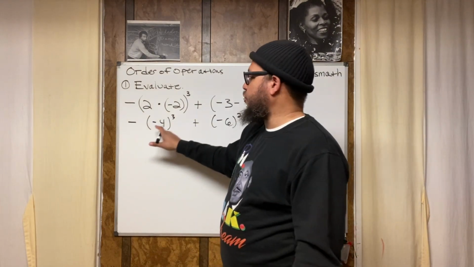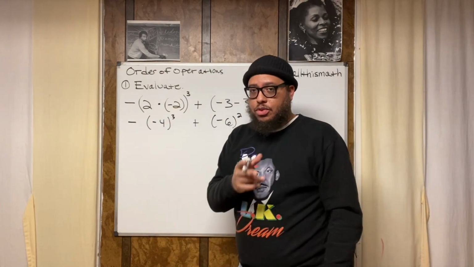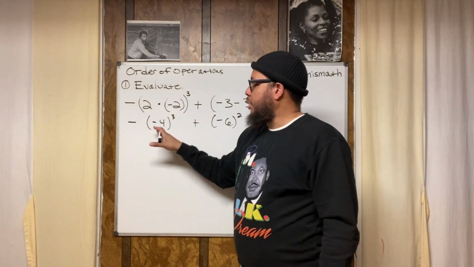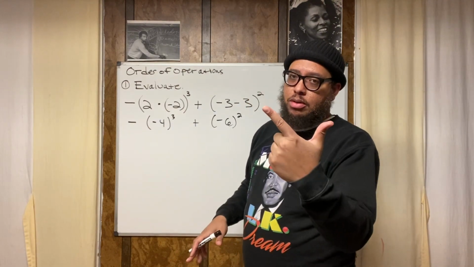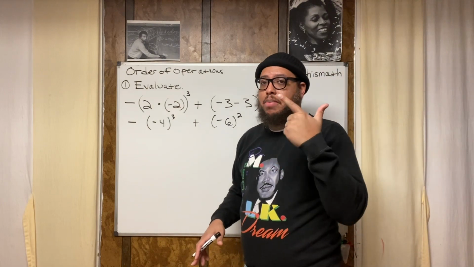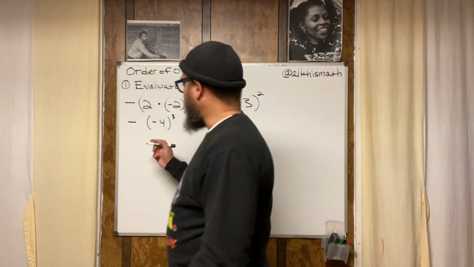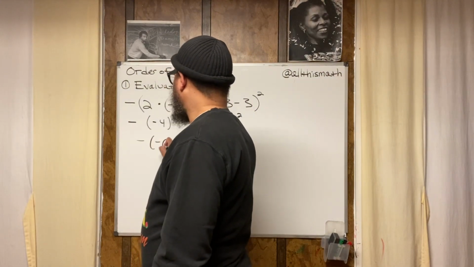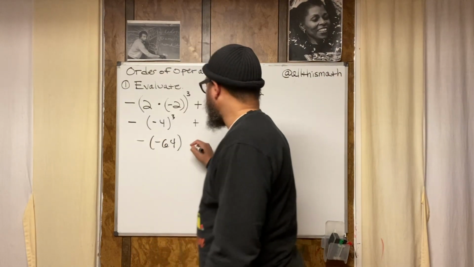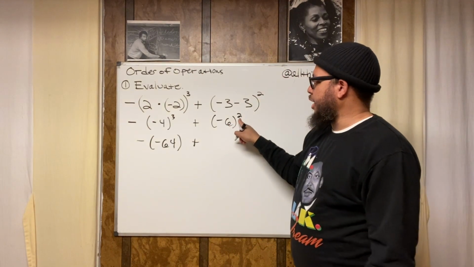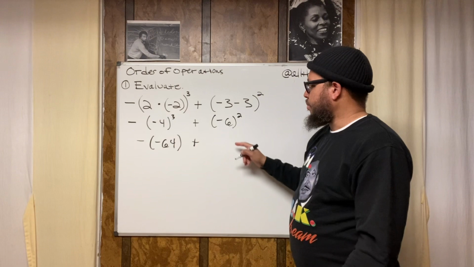So we do negative four to the third power. It's not negative 12, because we're not doing negative four times three. We ain't about to do that. We're doing negative four times negative four, which is positive 16, and then positive 16 times negative four, which is negative 64. So now I got negative of negative 64, right? Then I got my plus sign, and then over here, all I got is an exponent.